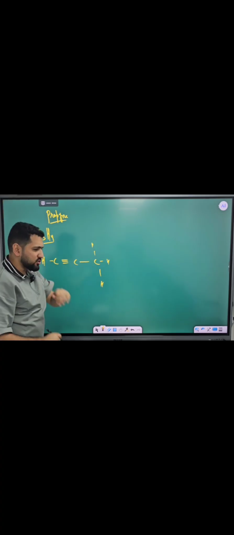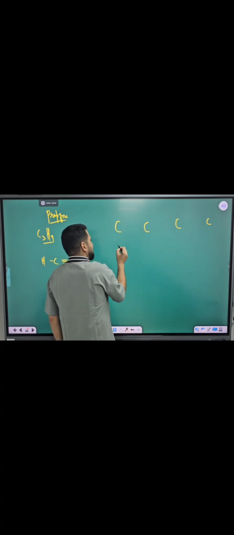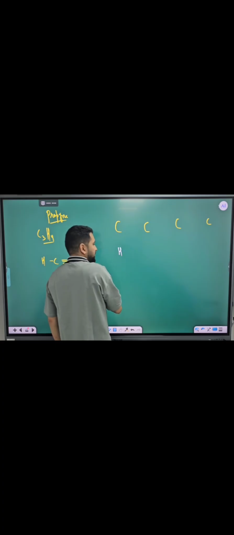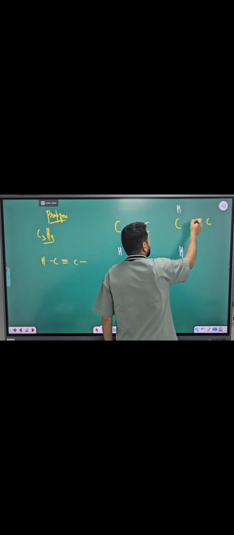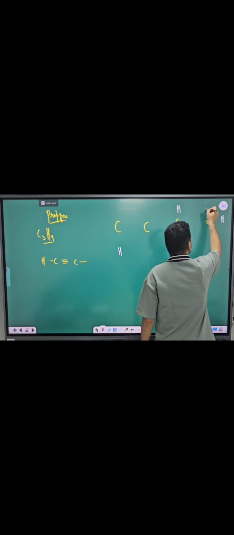Then, if I try to make the structure, guys, it's quite simple. This is carbon 1, carbon 2, carbon 3, and this one will be carbon 4, right? If I am putting a triple bond here, only one hydrogen will be here. Then if I put a single bond here, there will be no hydrogen. Here, 2 hydrogens. Here, 3 hydrogens. I showed you that a few minutes back in this way, right? So 1, 2, 3, 4, 5, 6 hydrogens.